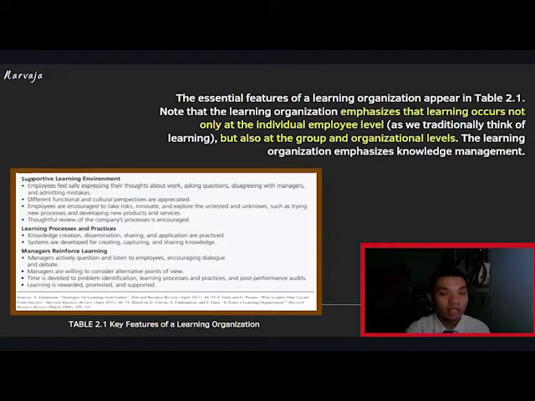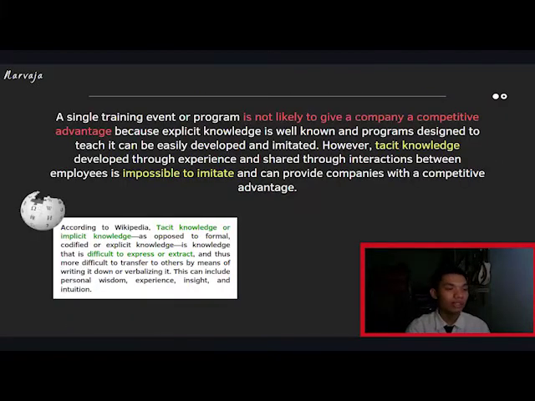These three key features of a learning organization determine how a business can be considered a legitimate learning organization. Now moving to the next one. A single training event or program is not likely to give a company a competitive advantage because explicit knowledge is well known and programs designed to teach it can be easily developed and imitated.